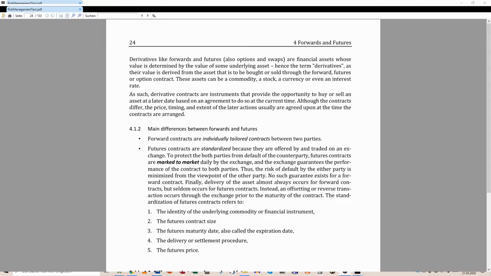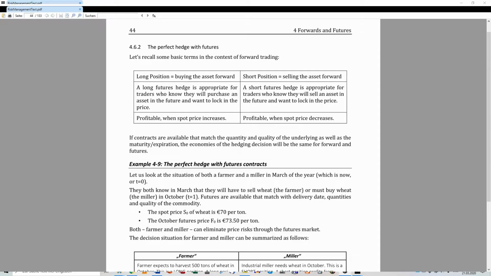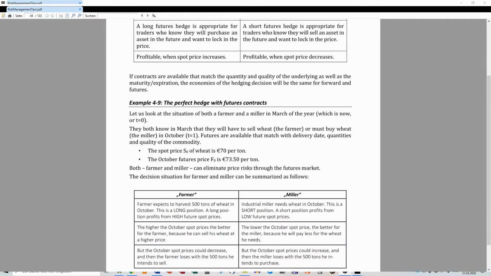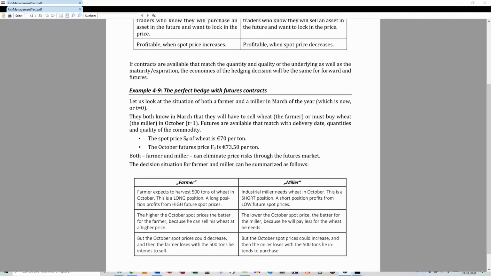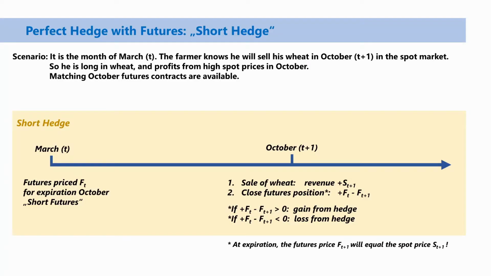A perfect hedge means future contracts are available that match quantity and quality and the expiration date for the hedging of the underlying transaction. Though a perfect hedge is rather the exception than the rule, we need to look at a typical scenario to see how this works. We go forward to page 44 and see the situation is explained in detail on this page and on the following pages. Let's start with the situation of the farmer.